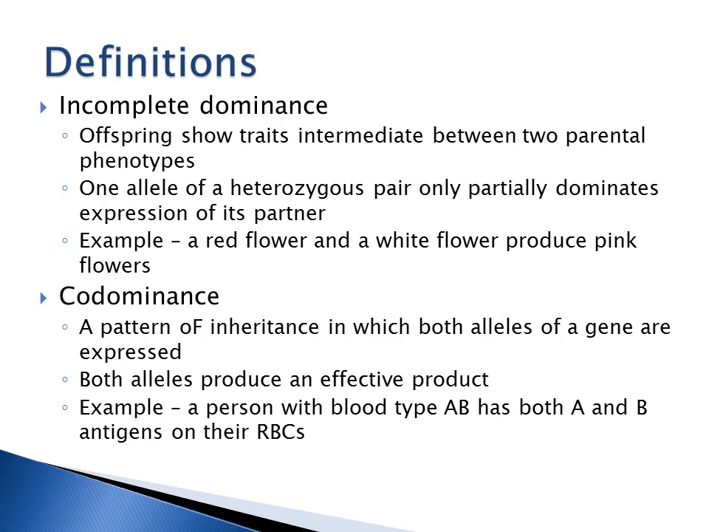Codominance is a pattern of inheritance where both alleles are expressed. So both alleles will produce an effective product. So for example, a person that has blood type AB has both A and B antigens on their red blood cells.